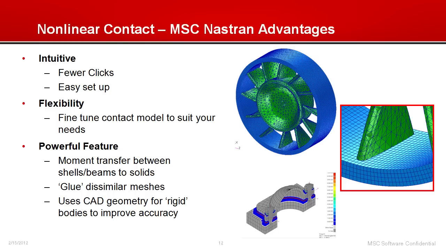And so some of the features in contact is that we can glue dissimilar meshes. Okay, what Nastran will do is that it will create constraint equations joining the nodes from the impeller to the nodes in the casing. Okay, and also when we implement a contact in Nastran, some of the features are, for example, we can join elements with different degrees of freedom together, so we can have moments being transferred between shells and beam elements to solid elements.